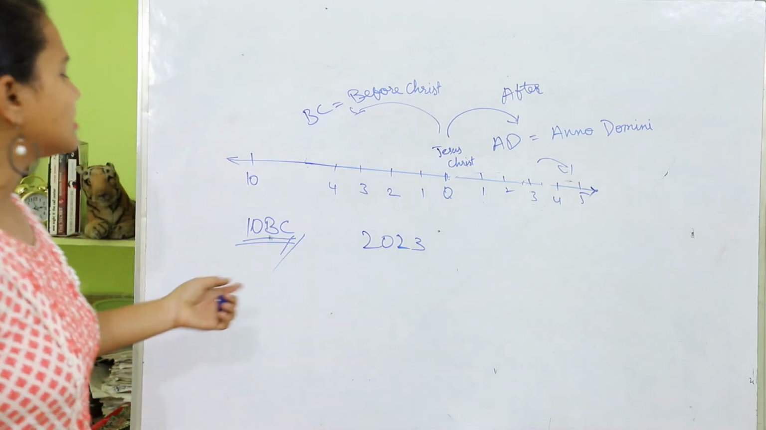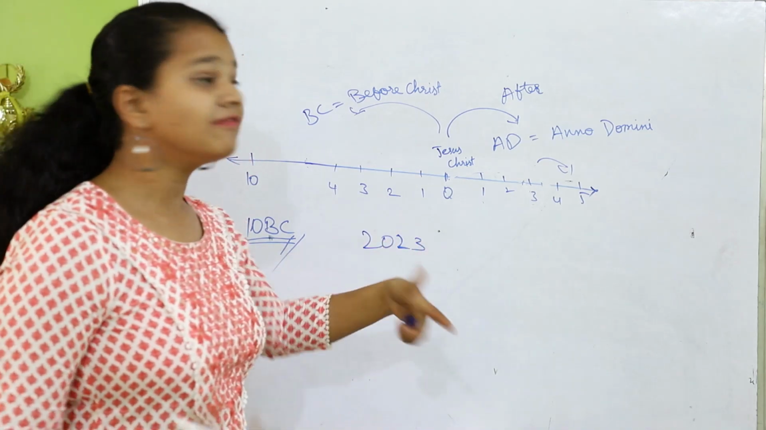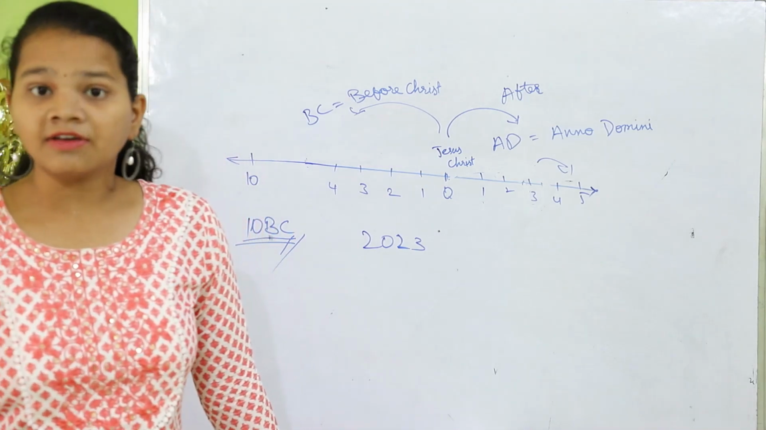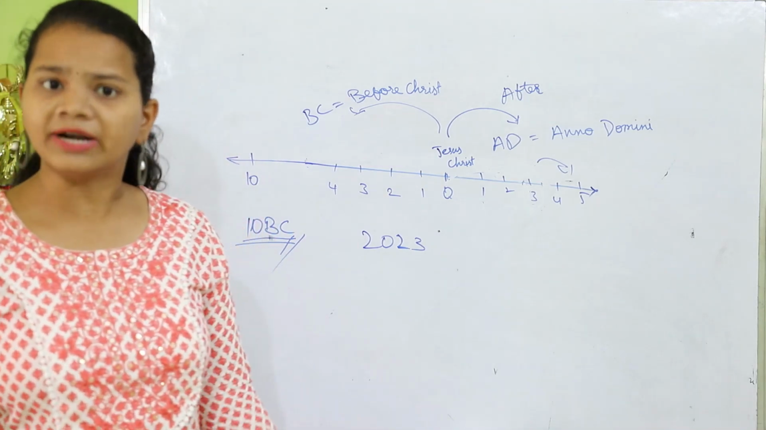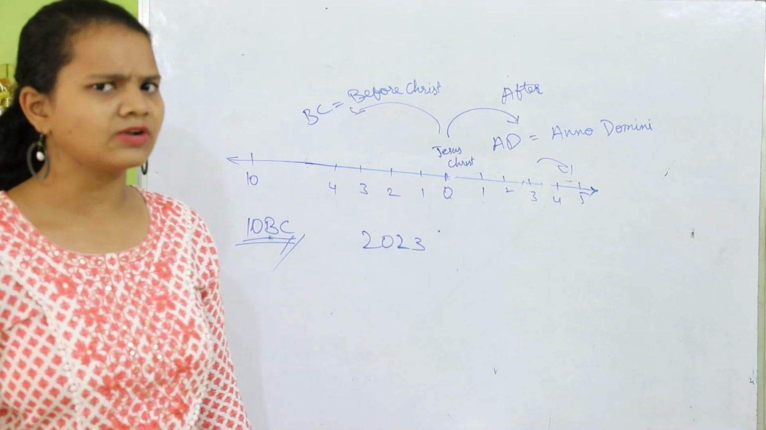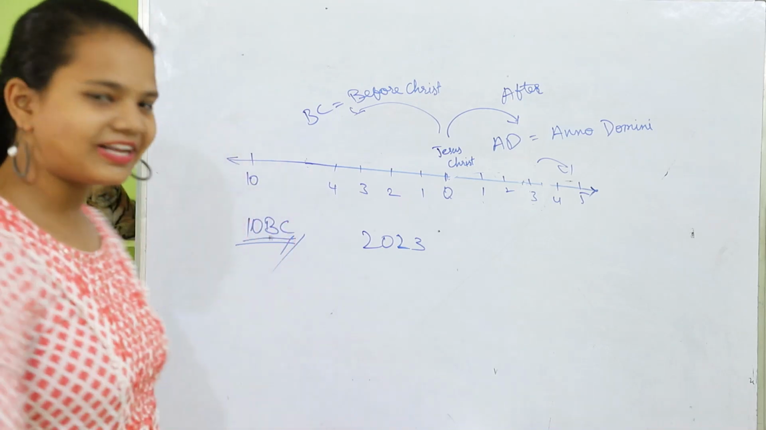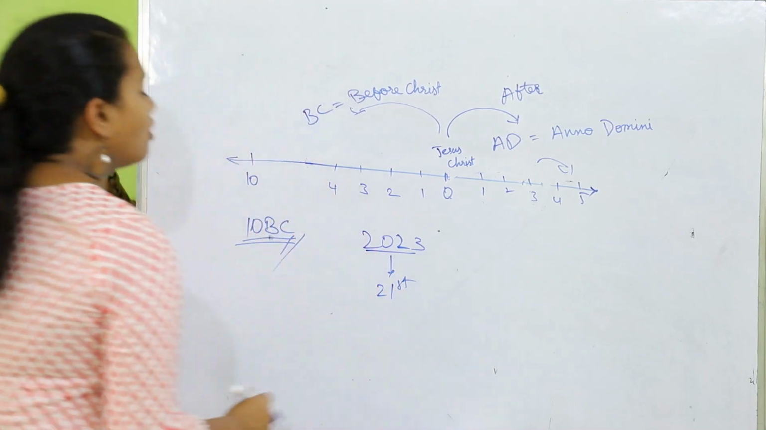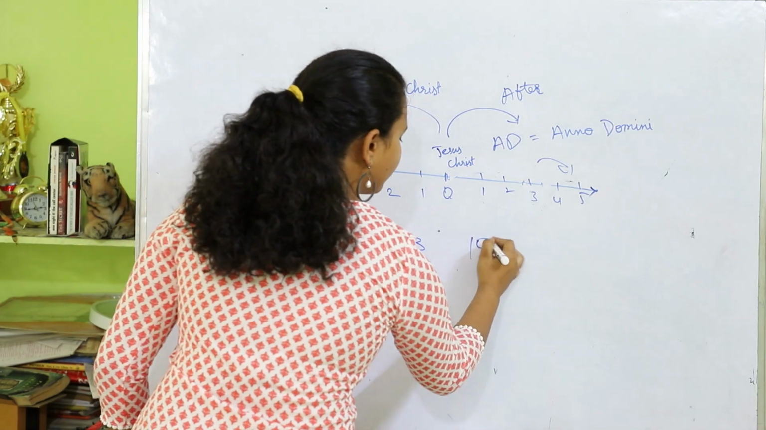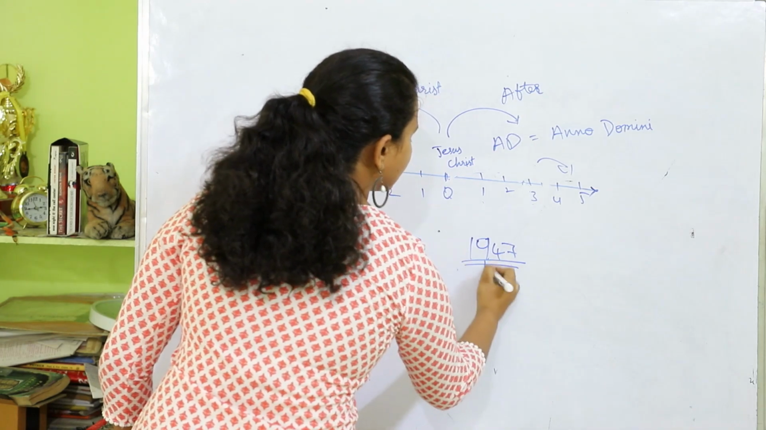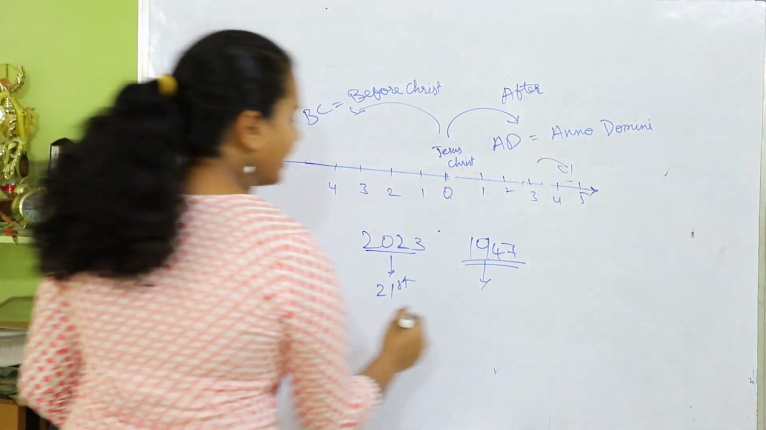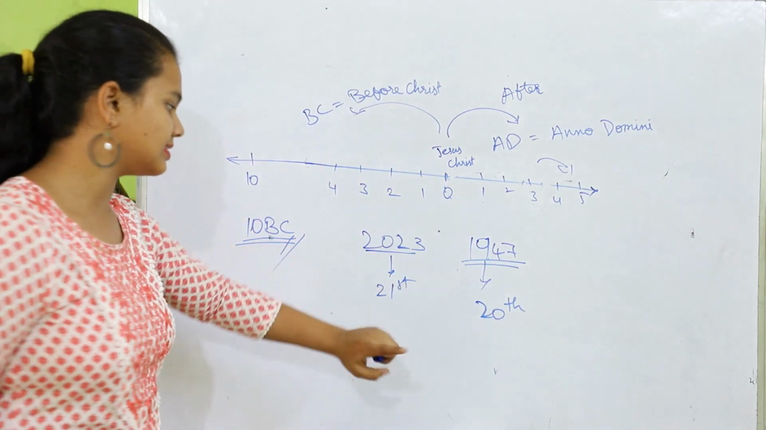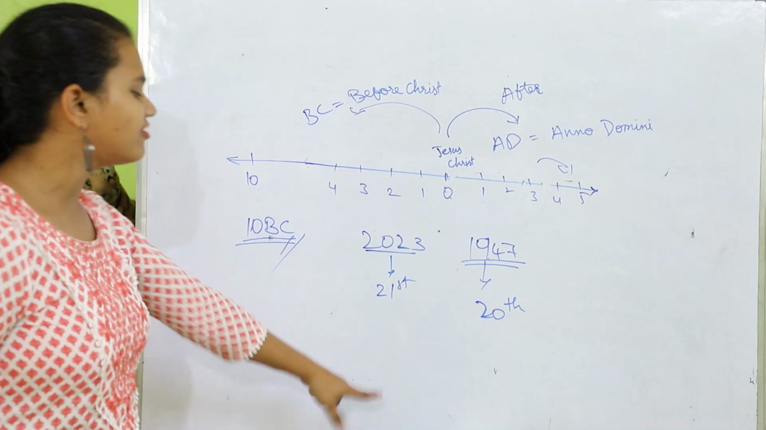And if someone asks me, Laksha, in which century are we living, I would say the 21st century, right? Should I say 20th century? No, it's the 21st century. Or if I go to 1947, in which century did we get freedom? We would say the 20th century. 1947 is referred to as the 20th century, and 2023 is referred to as the 21st century.